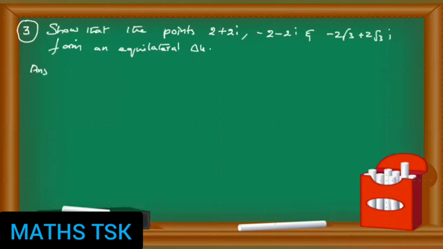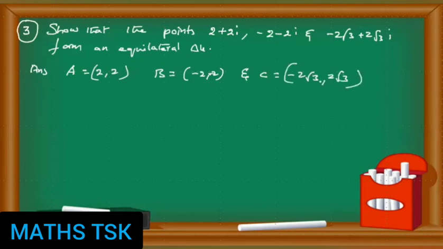Show that these points form an equilateral triangle. These points represent points in the horizontal plane. Then we have to show that these points form an equilateral triangle. Let us consider A as 2 comma 2, B as minus 2 comma 2, and C is equal to minus 2 root 3 comma 2 root 3. First A is equal to 2 plus 2i, I wrote it as 2 comma 2. Next one minus 2 plus 2i. Minus 2 root 3 plus 2 root 3i, I wrote it as minus 2 root 3 comma 2 root 3.